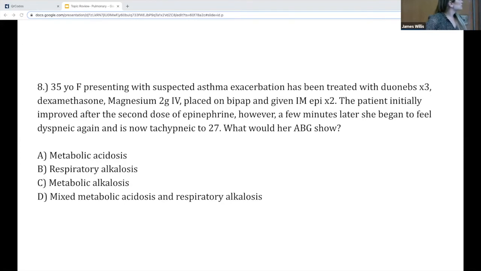Okay. 35-year-old female with suspected asthma has been treated with DuoNebs, Dex, Mag. She's on BiPAP. She's given Epi. She initially improved after the second dose of Epi. However, a few minutes later, she began to feel dyspneic, and she's now tachypneic. What would her ABG show at this point?